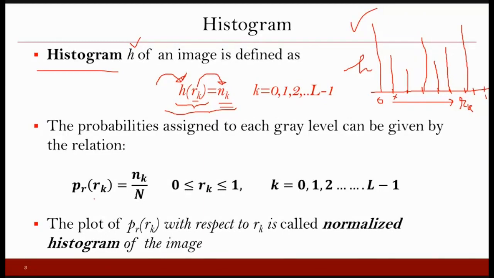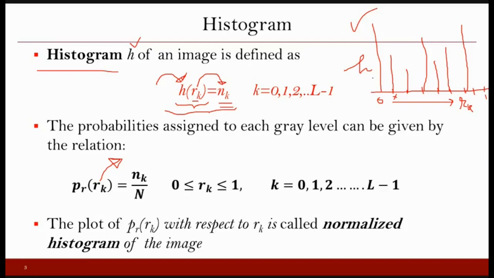Now, as I just explained in the previous class, we are talking about values which range between 0 and 1. So rk will range between 0 and 1. And if you divide the number of pixels that you have for rk by the total number of pixels, you will get a new histogram.